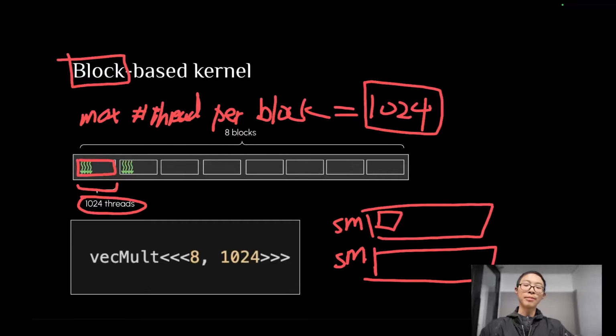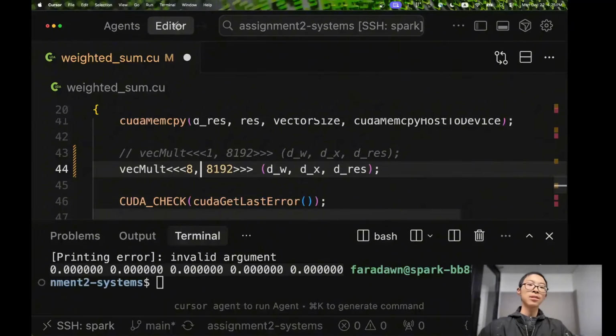And on another streaming processor, we can schedule another block. How to define that in CUDA? Instead of 1 and 8192, we change it to 8 and 1024. 8 blocks of 1K threads. Will this work? Let's write it out. Here, let's change into 8 and 1024. Is it done? We also need to modify the vector mode function.